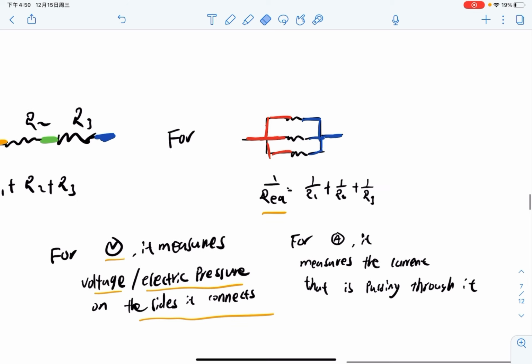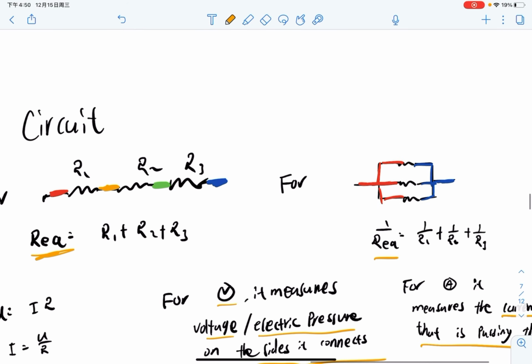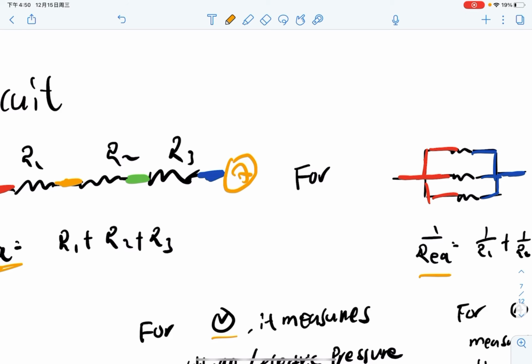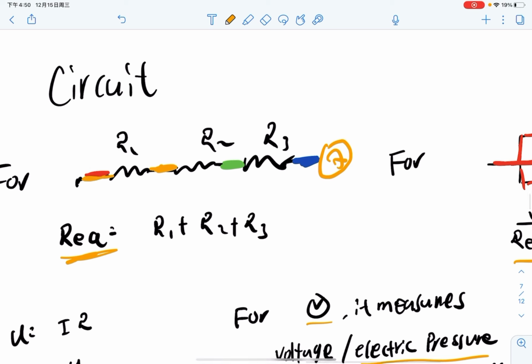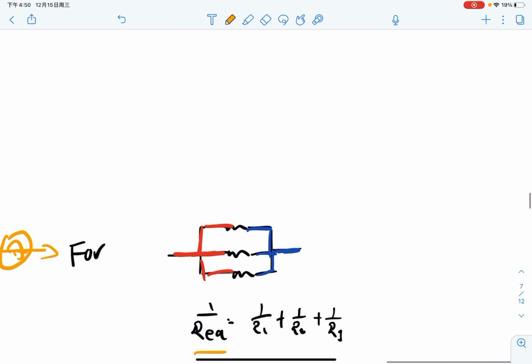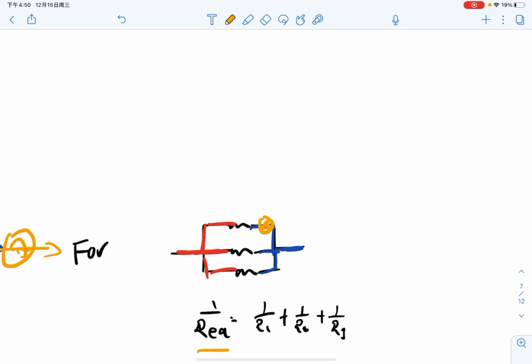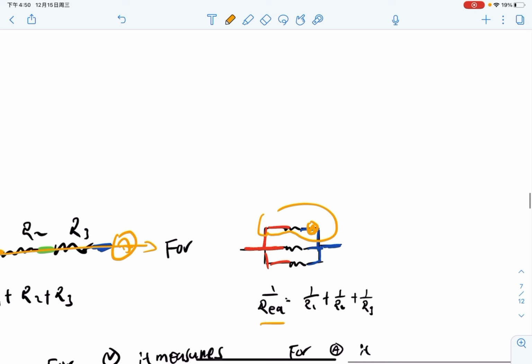And an ammeter measures the current that is passing through it. So if you put an ammeter over here, it will measure the current that's going through the series. If we put an ammeter over here, it will measure the current that is going this way. When we put it here, it will measure the total current of this system.